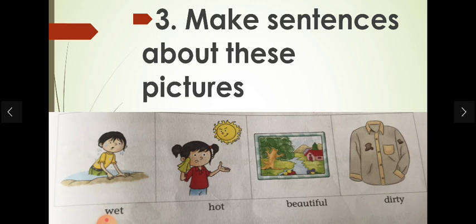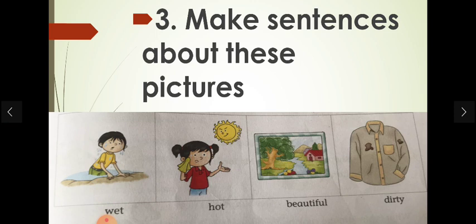Second is, it is very hot. So, I do not like hot weather very much. Next is beautiful. I like beautiful pictures very much. I do not like dirty shirts very much. Okay, so here you can write these answers on your own. You have to make these answers on your own by seeing these pictures.